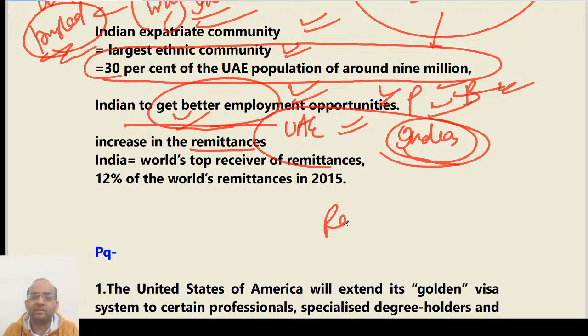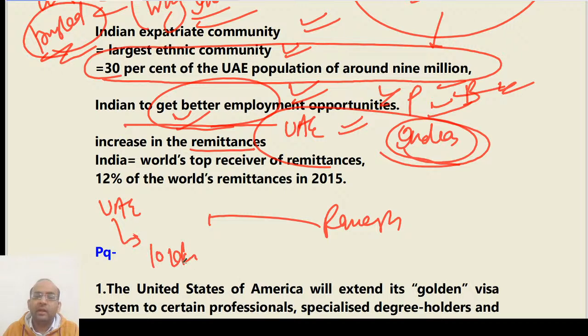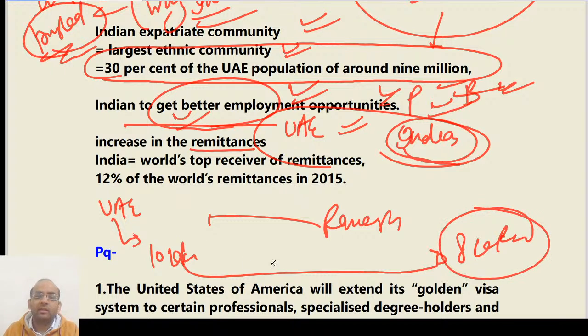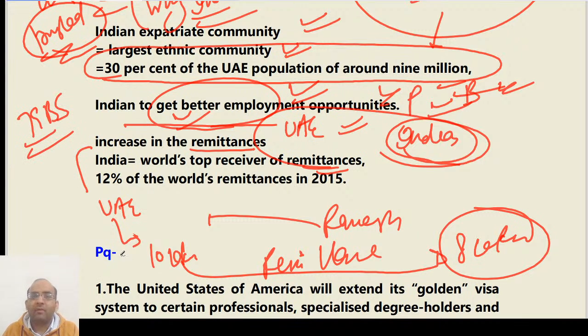For example, there is a person, Ramesh. He has gone to UAE. He earned there, suppose, 10 lakh rupees. 8 lakh rupees he sent back to his family who is living in India. This is what is known as remittances. And India is the top receiver of remittances. It is around $79 billion per year. Our foreign exchange reserves shoot up because of these high remittances.